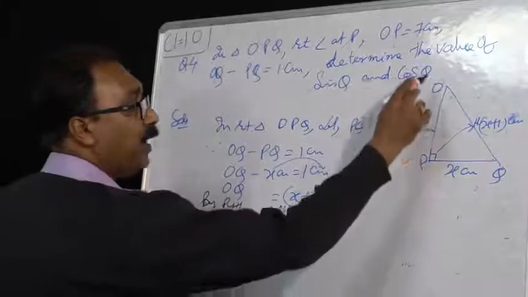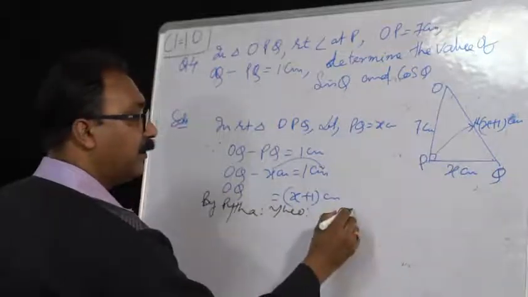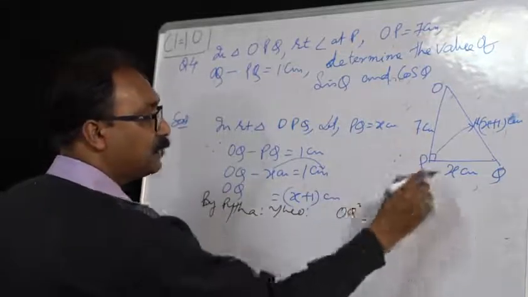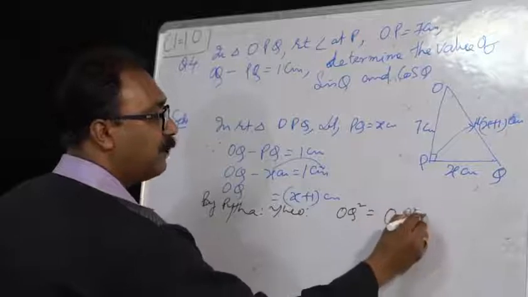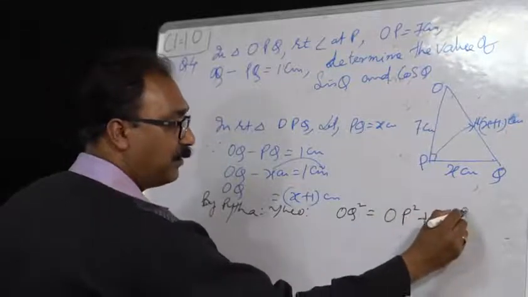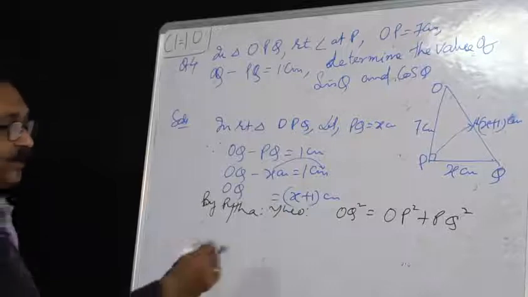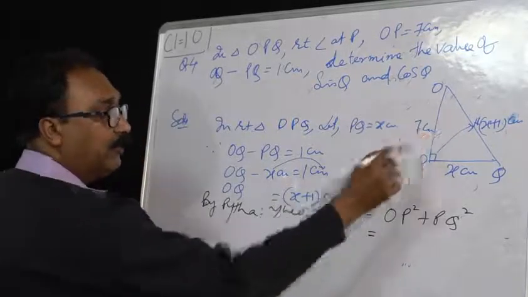What is that? Hypotenuse is here now. OQ square is equal to the sum of the squares of the other two sides. So, OP square plus PQ square. Clear?